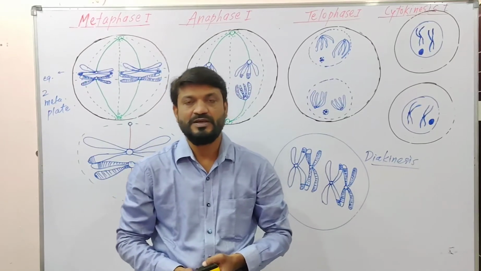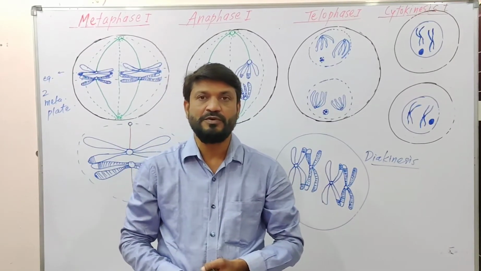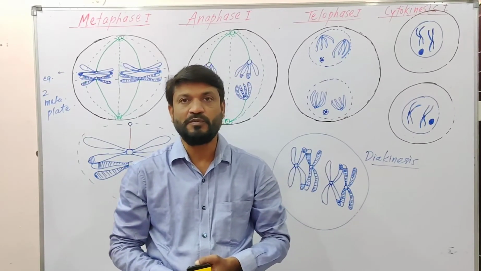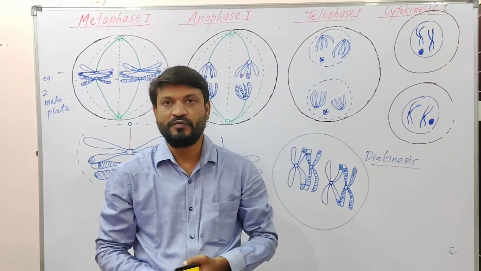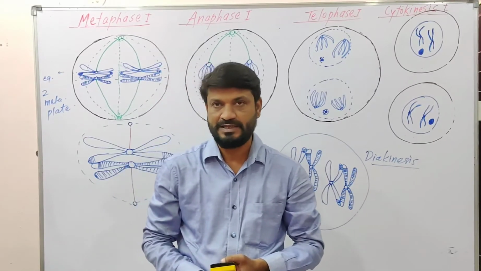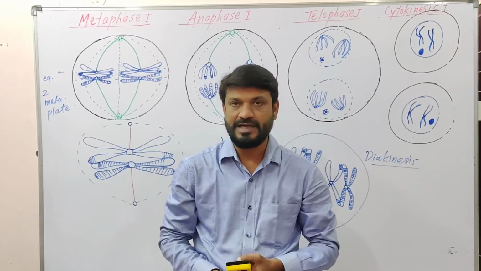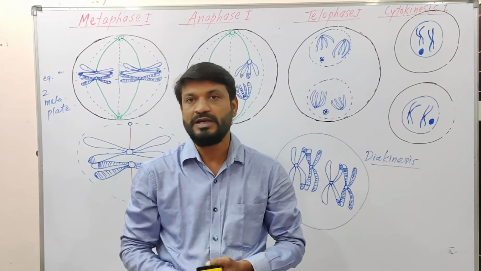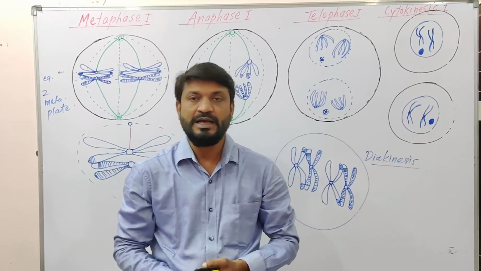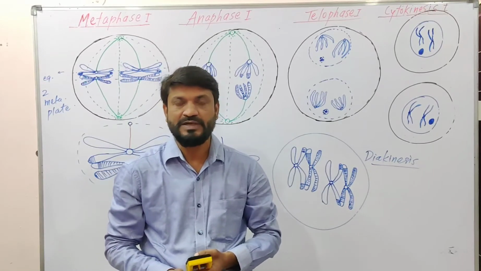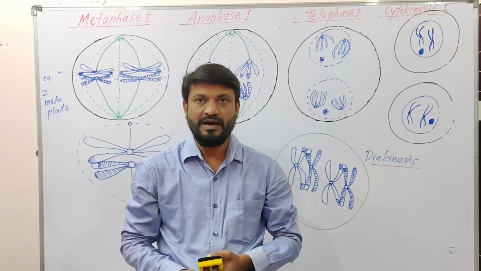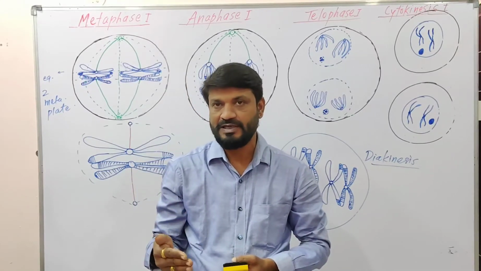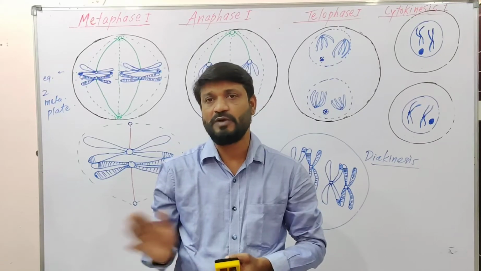Hello students. So students, we are studying about meiosis 1. In meiosis 1, we studied about prophase 1. We know prophase 1 is divided into five substages: leptotene, zygotene, pachytene, diplotene, and finally we studied about diakinesis. Okay students? After diakinesis, prophase 1 will be complete, and afterward there will be metaphase 1, anaphase 1, telophase 1, and finally cytokinesis 1.